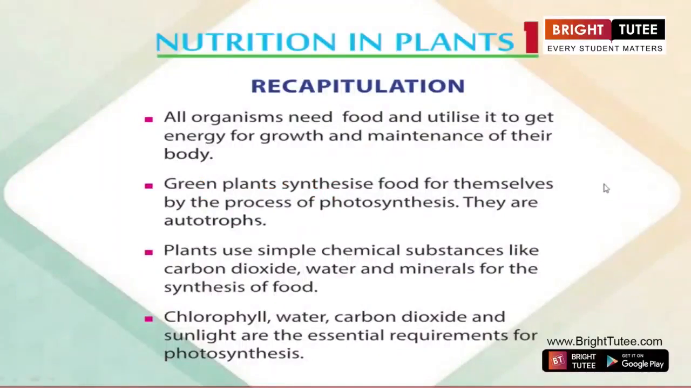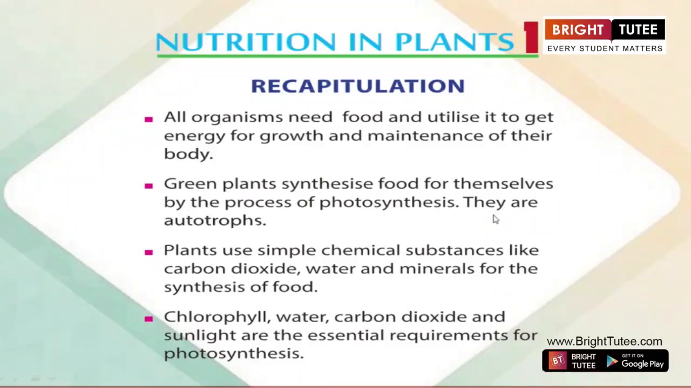So students, let us quickly recapitulate what we have studied in this chapter, Nutrition in Plants. We have read all organisms need food and utilize it to get energy for growth and maintenance of their body. We already know this. We have read that everybody needs food and utilize that food for the energy they need for the activities. We read that green plants do the process of photosynthesis, right? They make their own food.